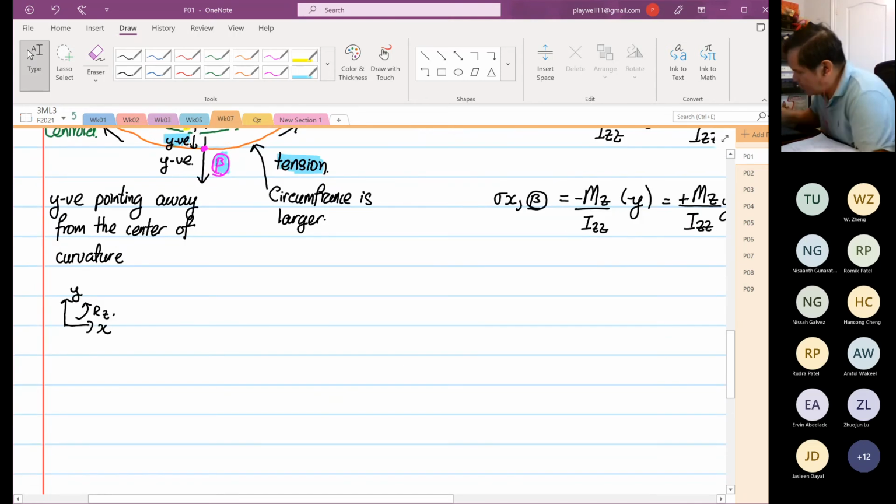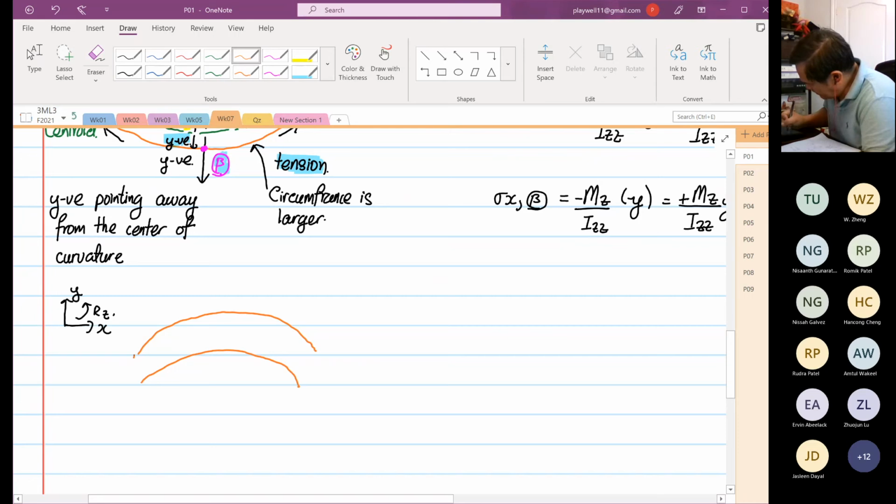So now, the transformation is still fixed. It is still our x, y, rotation about z. Now, let's say I give you a different situation. The situation is such that the curvature is now gone this way. Now the bending has gone this way. The bending changed. The bending has gone this way.